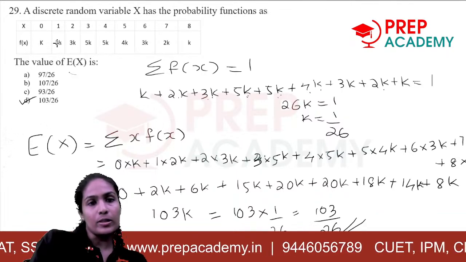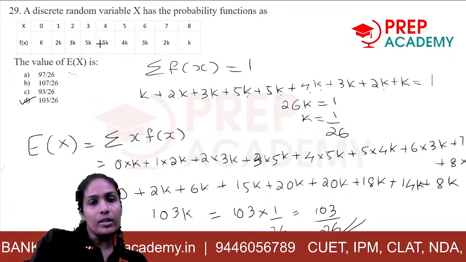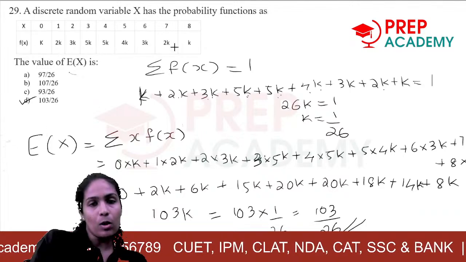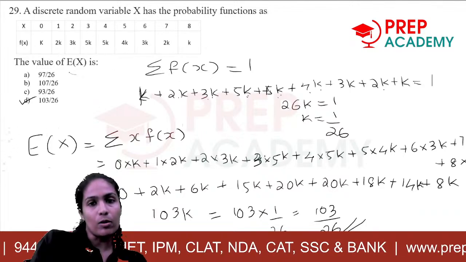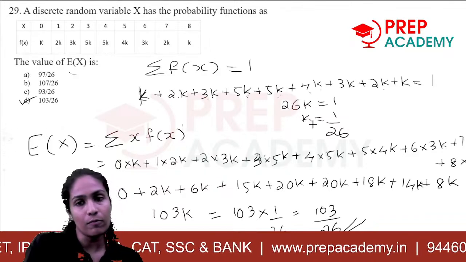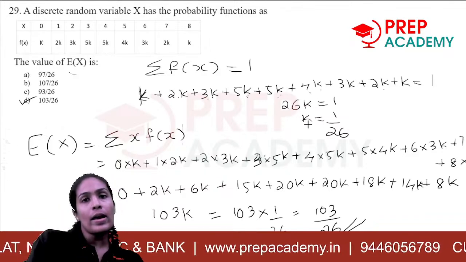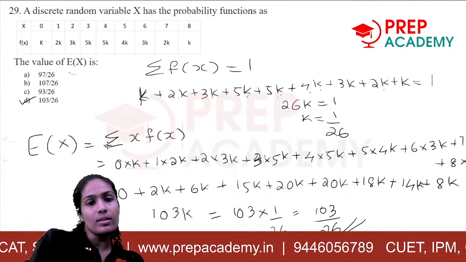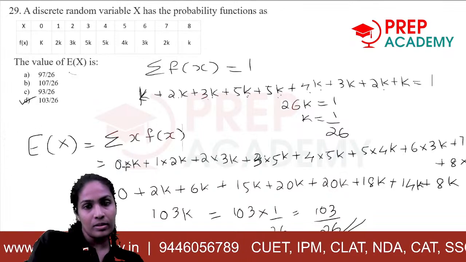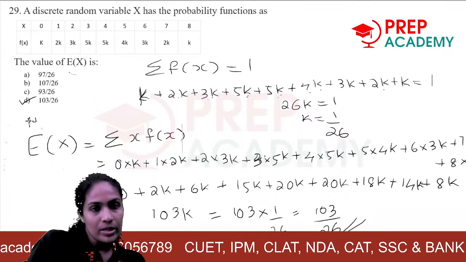So here in the question, f of x is given in terms of k. So first we have to find that k. f of x is also a probability. The sum of the probabilities will always be equal to 1. So the sum of these f of x is equal to 1. From that you will get k as 1 by 26. Now expectation of x is defined as sigma x into f of x. Expectation of x means mean.